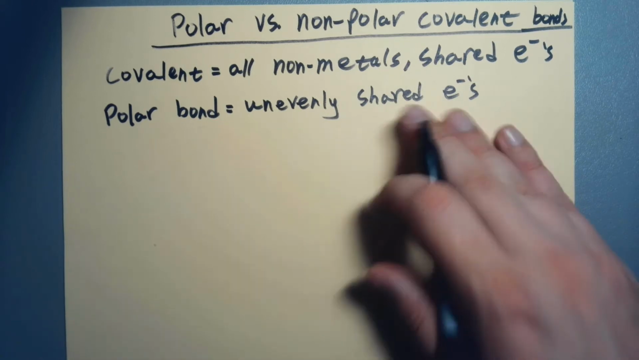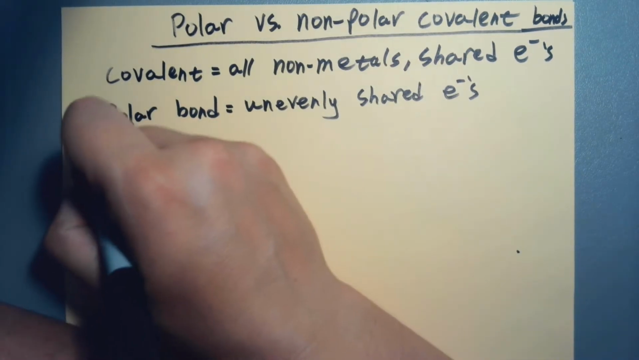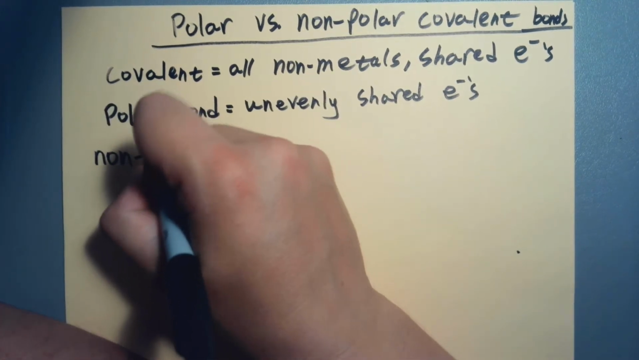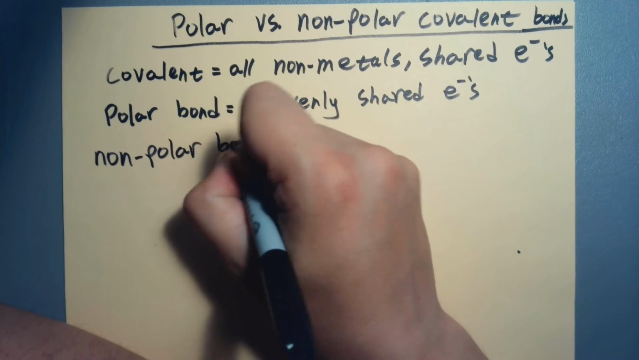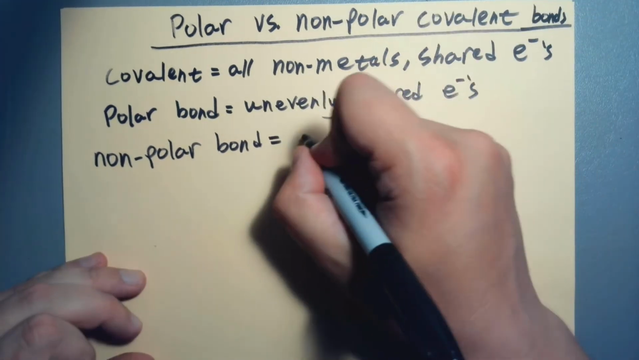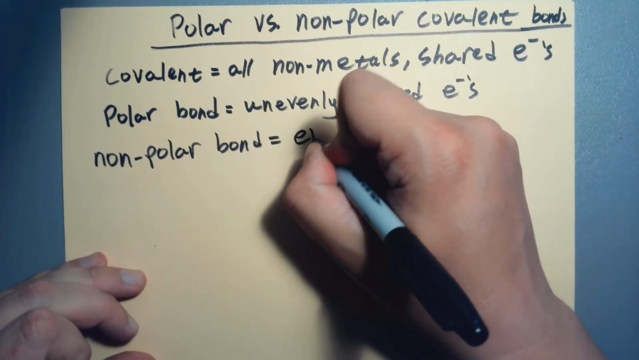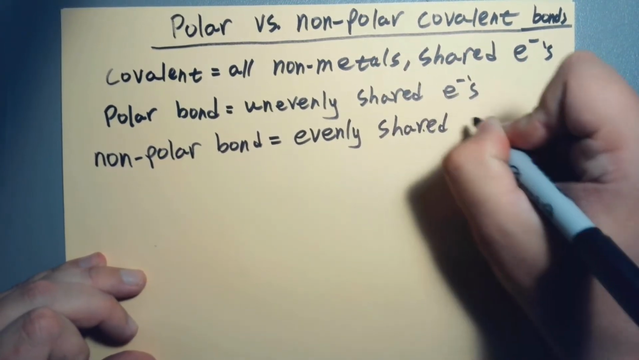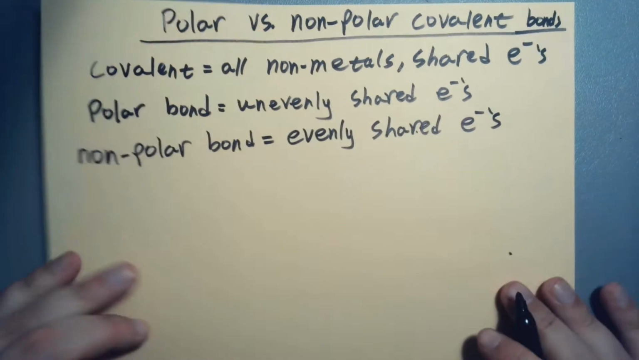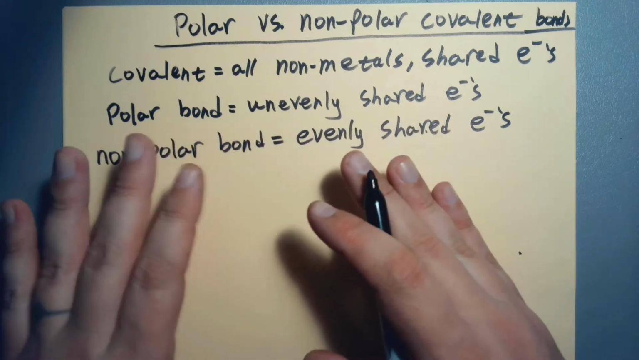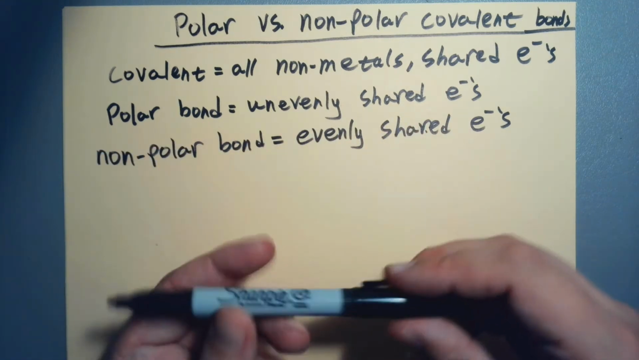So if you have unevenly shared electrons for a polar bond, you might never guess what a non-polar bond is. So you have evenly shared electrons. It's that simple. So if it's non-polar, they're all evenly shared. And so what happens is if you don't share electrons evenly, they hang out on one side more than the other. Maybe they got something like this.